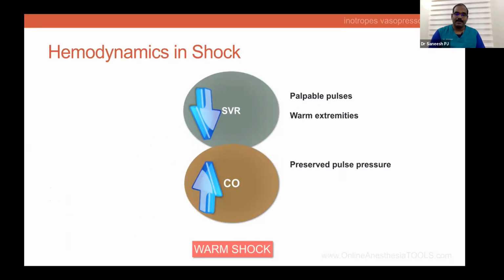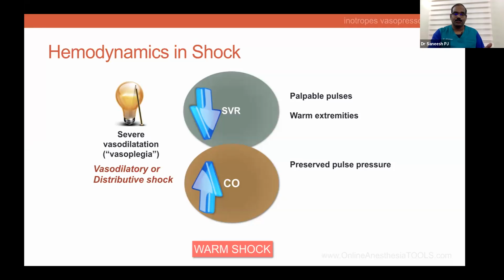We'll see what happens in warm shock. There is increased compensatory cardiac output, so the pulse pressure may be preserved in warm shock. SVR is reduced due to profound vasodilatation, so we get good palpable bounding pulses and warm extremities. So here we can arrive at a conclusion that we are dealing with a vasodilatory or distributive shock.